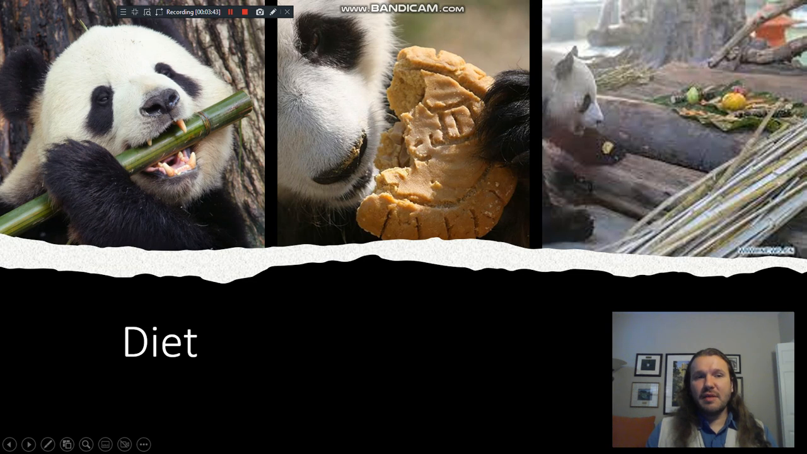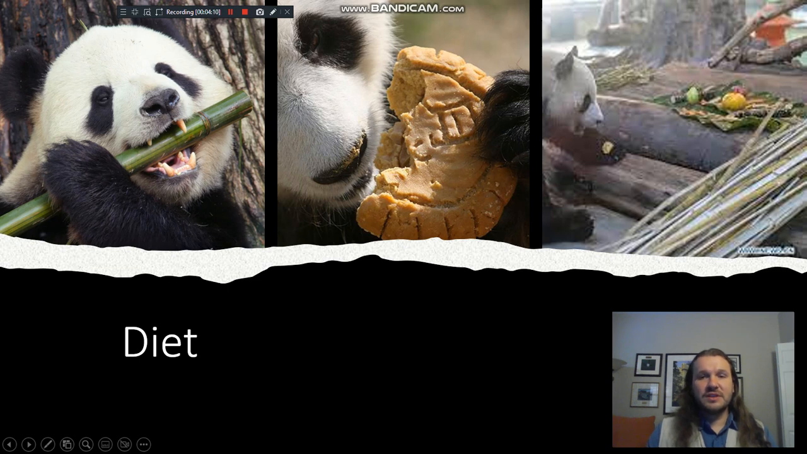Now, pandas, as I mentioned, are bears, but believe it or not, this bear's diet is almost 99% bamboo, day and night. But these bears are not full vegan either. In fact, they have been known to sometimes eat eggs as well as smaller invertebrates.